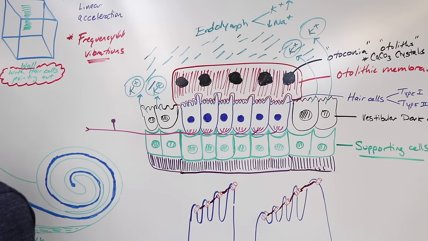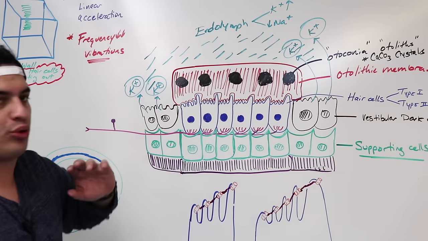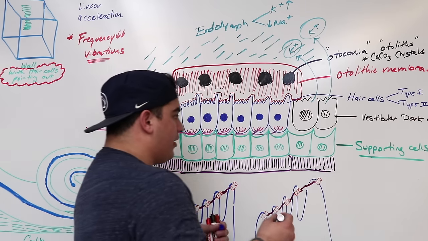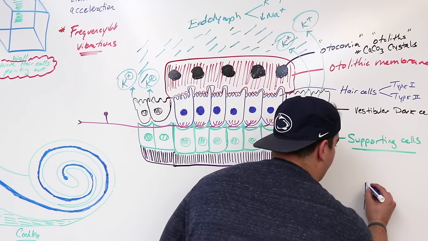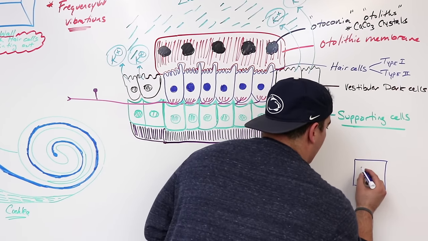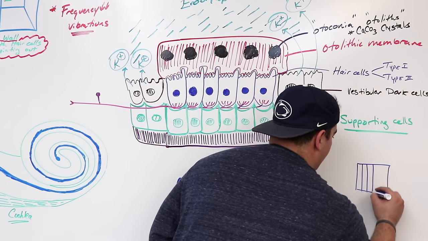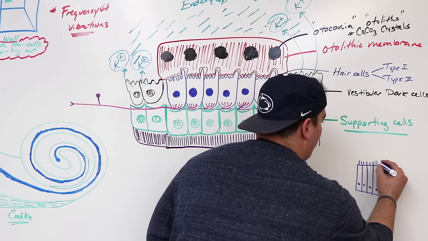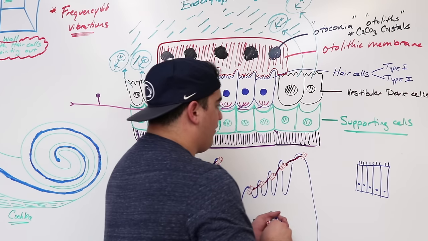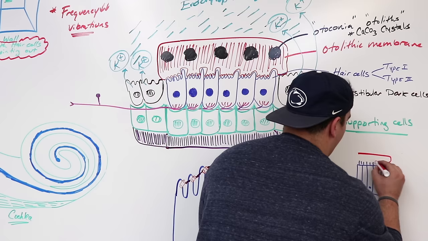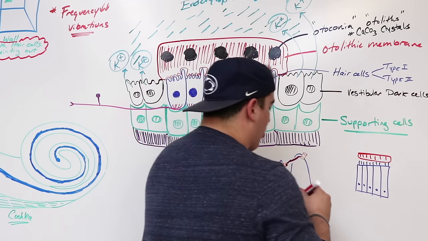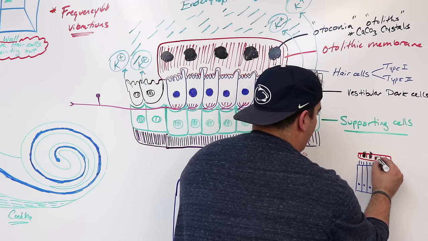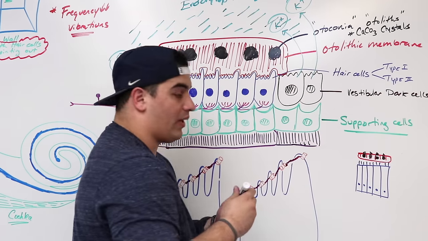All right, now, let's think about this. Let's talk about the macula within the utricle for a second. Let's say here I draw a very crude, just generic diagram. Here are the hair cells right here. Boom, boom, boom, boom. And then right here above it is going to be the otolithic membrane. And a part of that otolithic membrane, again, is going to be the calcium carbonate crystals. All right, again, we're talking specifically about the utricle right now, okay?